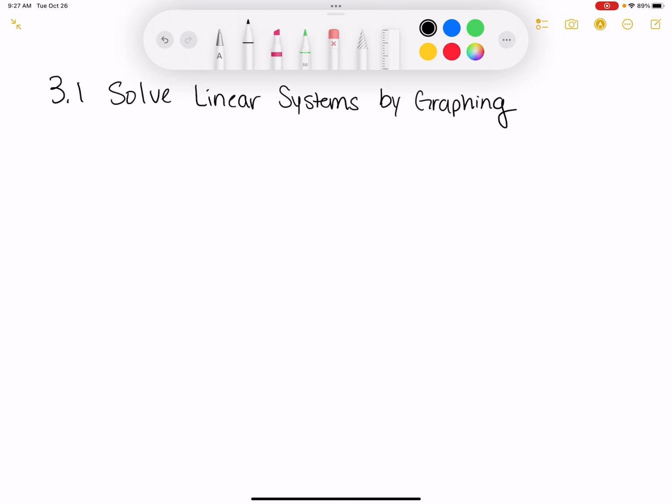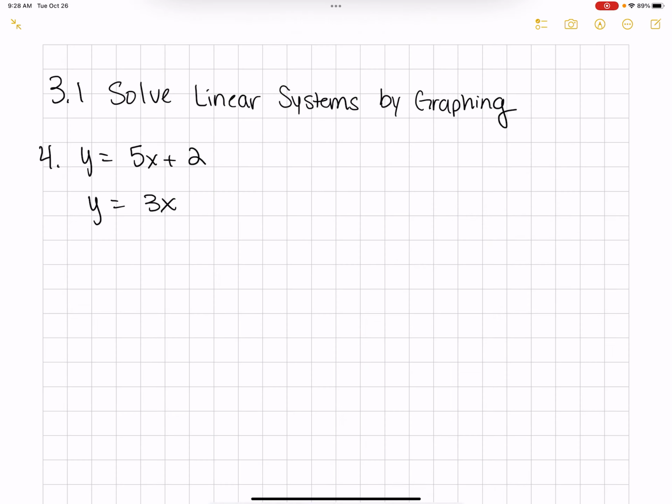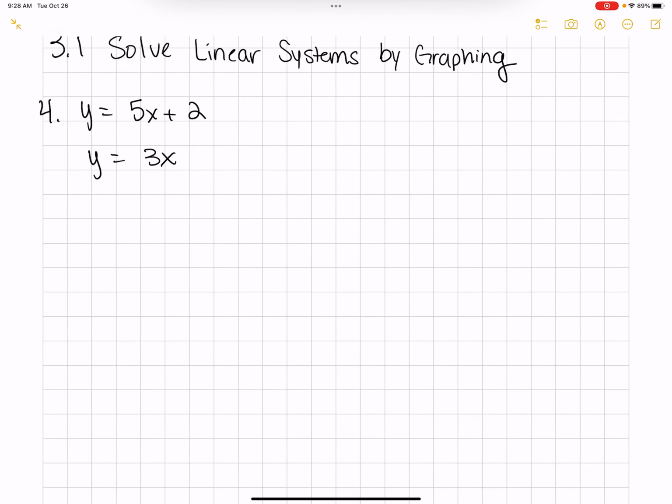All right, start with 4. Graph the linear system and estimate the solution, then check the solution algebraically, meaning once you get a solution, plug it back in and make sure it works. So y is equal to 5x plus 2, and y is equal to 3x. I'm going to put some graph lines up here, but you don't have to. With this section, it does make it easier if you use graph paper because it's easier to see your intersection point, but not required.